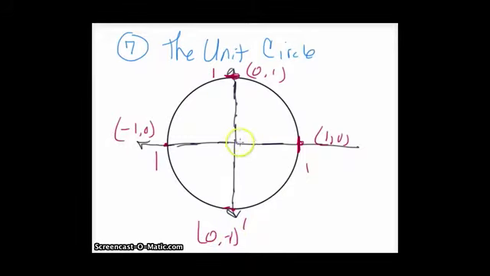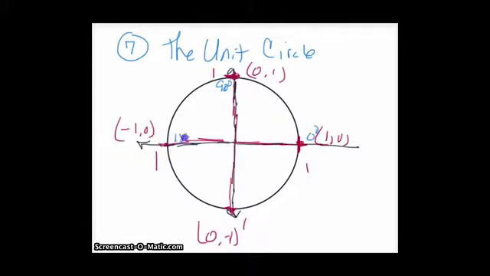Now, we're going to go around the unit circle, and let's just do degrees first. We're going to do degrees first. Okay, so let's just take a number. Let's take a color. All right, 0 degrees, 90 degrees.